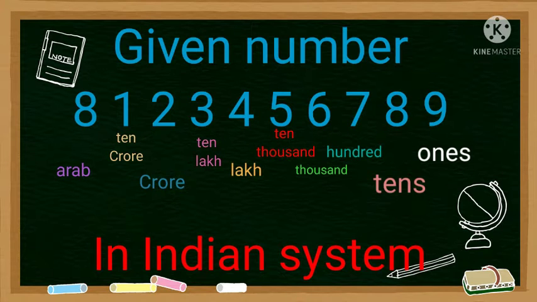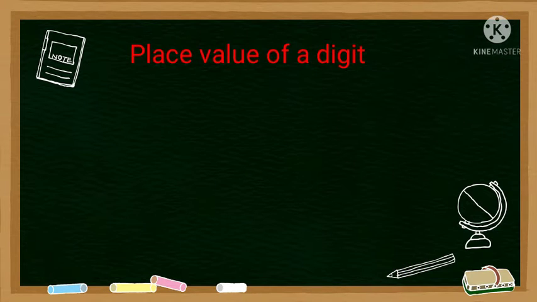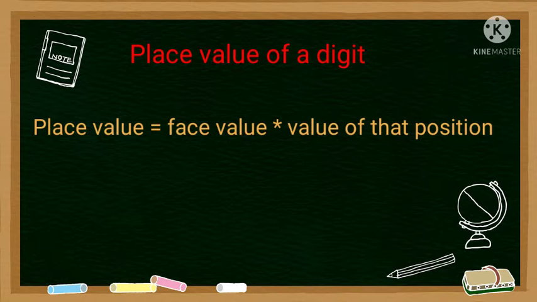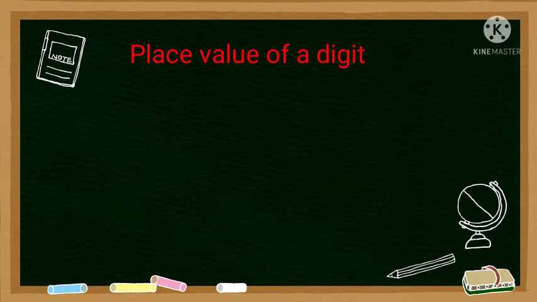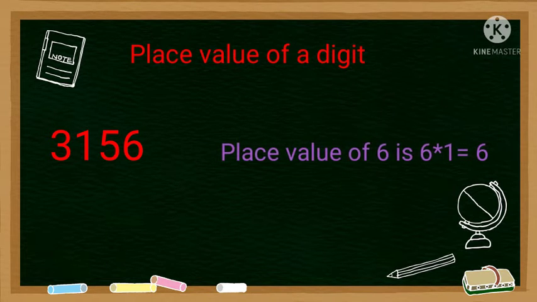Now the place value of a digit is the face value of the digit multiplied by the value of that position. For example, consider the case of a number 3156. Here the face value of the digits 3, 1, 5 and 6 are 3, 1, 5 and 6 respectively. Now for the place value of 6, its face value is 6 and its position value is units, that is 1. So the place value is 6 multiplied by 1 equal to 6.